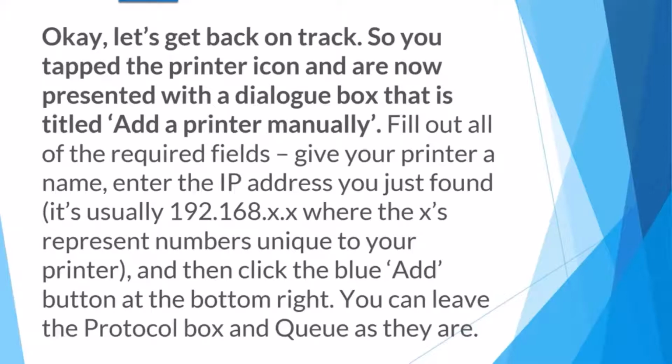So you've tapped on the printer icon and are now presented with a dialog box that is titled Add Printer Manually. Fill out all of the required fields, giving your printer a name. Enter the IP address you just found. It's usually 192.168.something.something, where the X's represent numbers unique to your printer. And then click the blue Add button at the bottom right. You can leave the protocol box and the queue as they are.